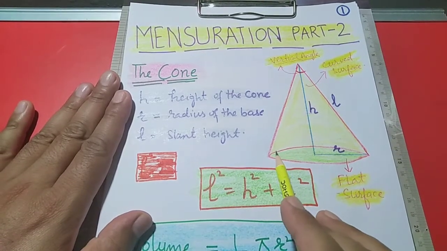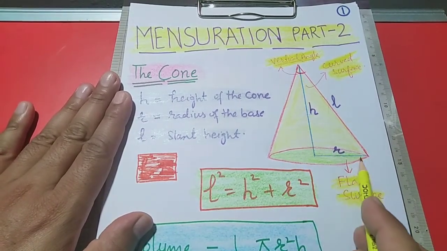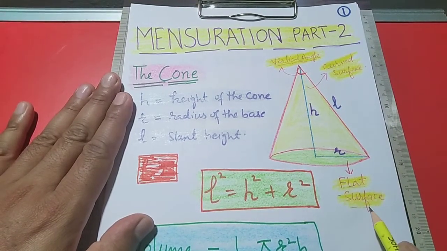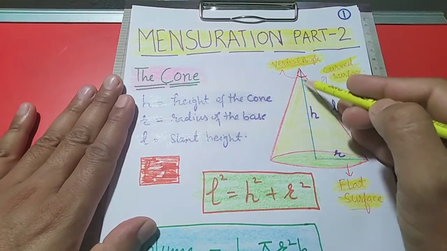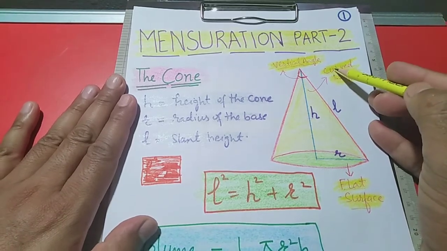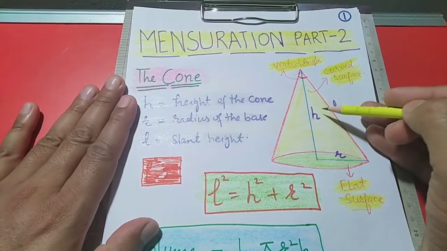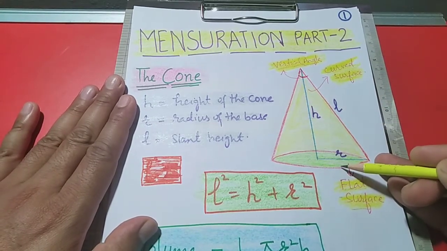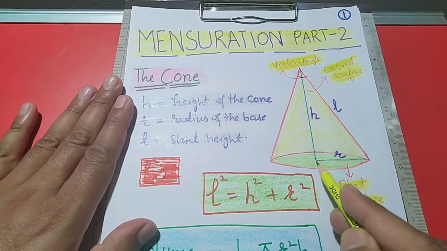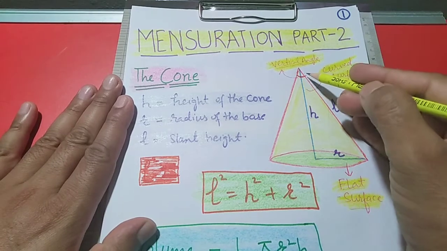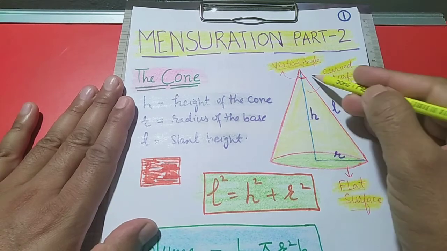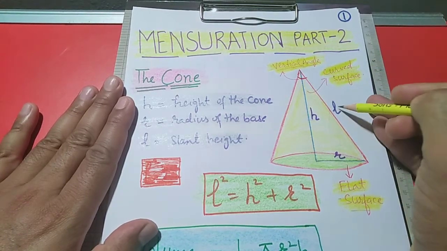See, this cone has one flat, circular surface, and the curved surface is shown with the yellow shade. This is the curved surface. So it means a cone has one curved surface and one flat surface. In the cone, the radius of the base is called the radius of the cone, this is the height of the cone h, and this is called the slant height L.